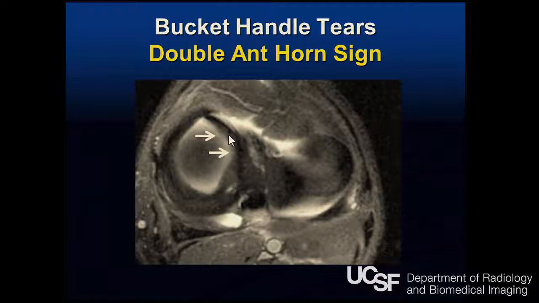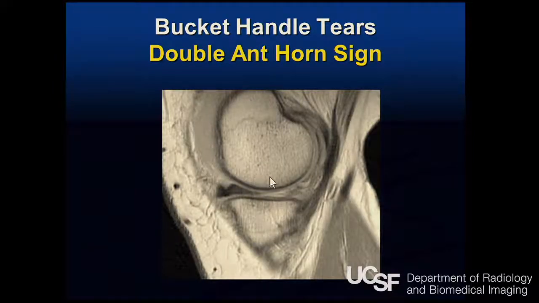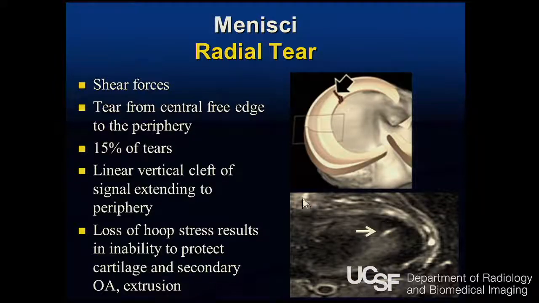It makes sense that on other planes this would result in either a double anterior horn or a double PCL, and just for orientation purposes, I find this very helpful. Here's an example of that double anterior horn sign, where we have the normal meniscus and the flipped fragment.